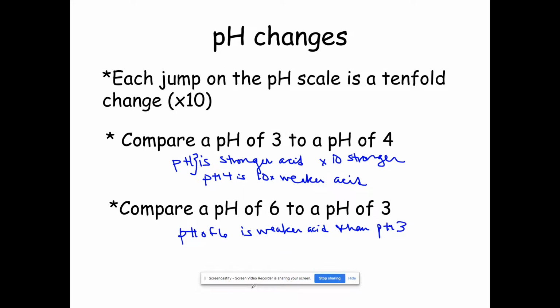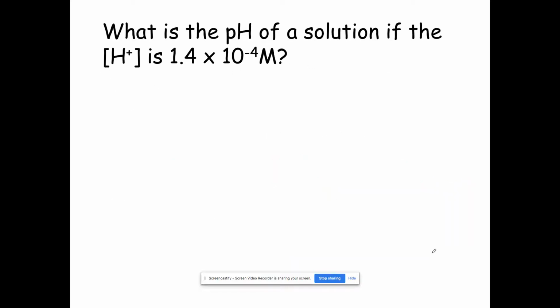Let's talk about how much weaker. So we've got the pH scale. So we've got 10 times. 10 times 10 is 100 times. 10 times 10 times 10 is 1,000 times. So it is 1,000 times weaker than a pH of 3 acid. You could say pH of 6 is a 1,000 times stronger base, or you could speak in terms of the pH of 3. It doesn't really matter.